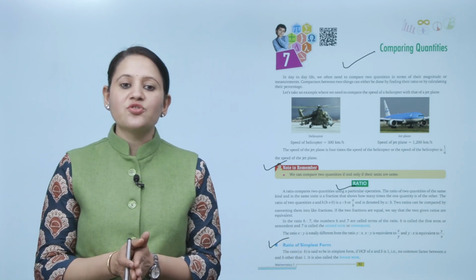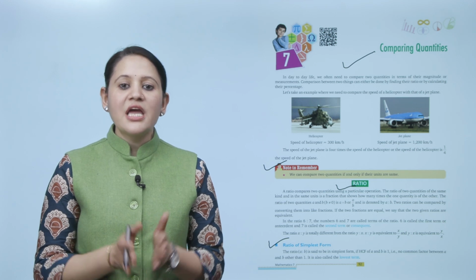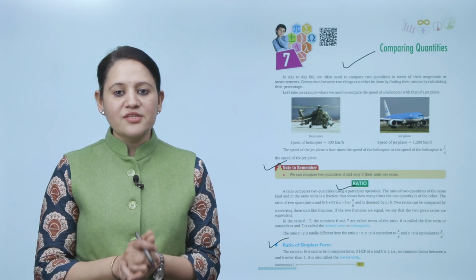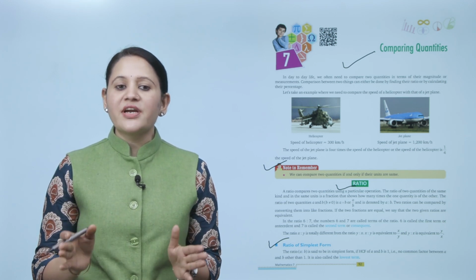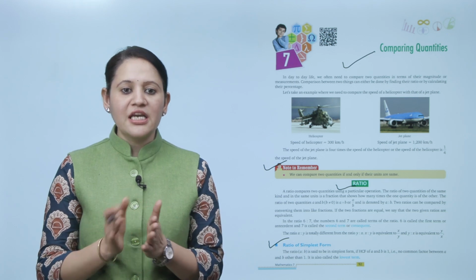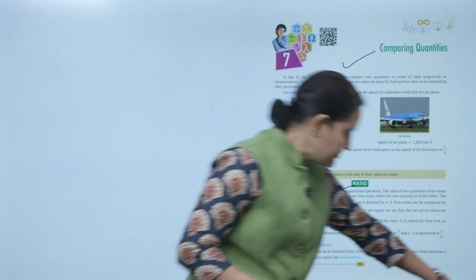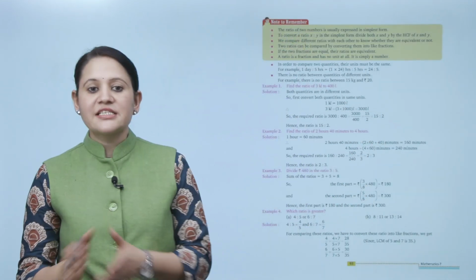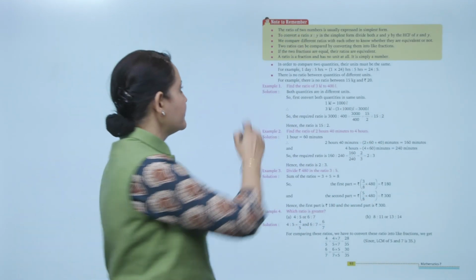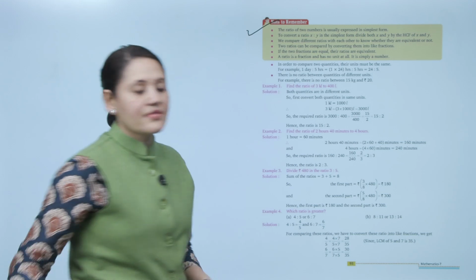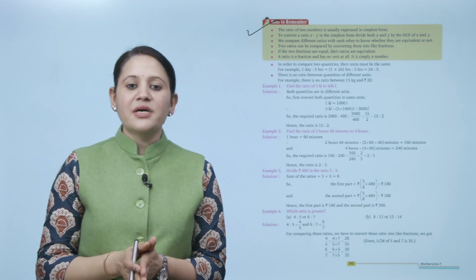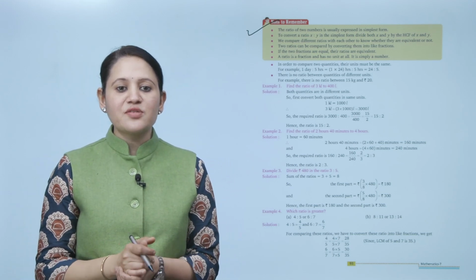Next is the ratio in simplest form. The ratio A ratio B is said to be in the simplest form if the HCF of A and B is 1, that is, no common factor other than 1 in A or B. It is also called the lowest term. Next is a note to remember. The ratio of two numbers is usually expressed in the simplest form.